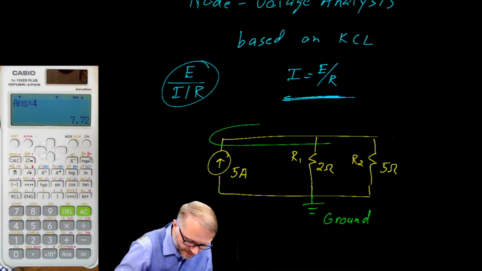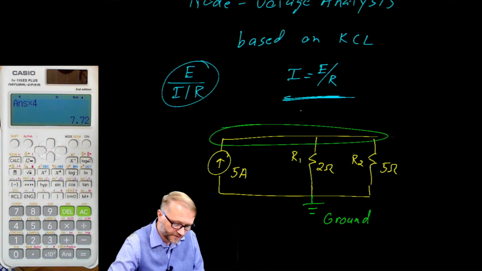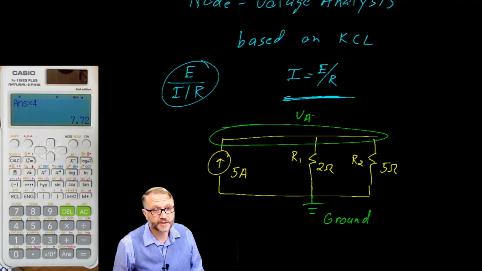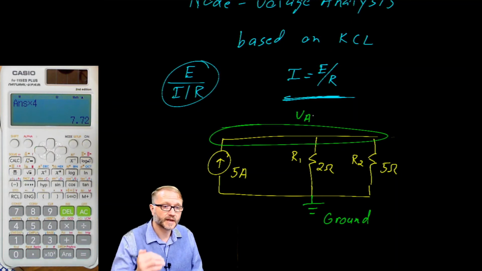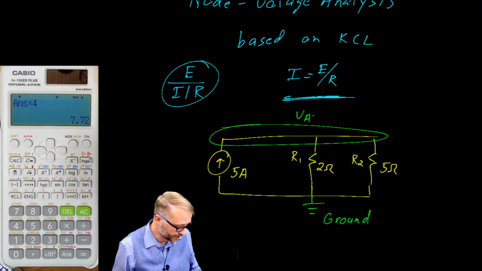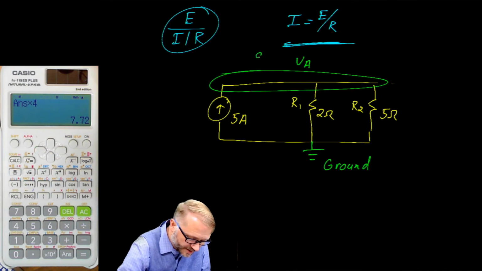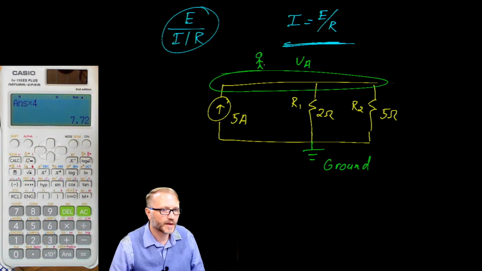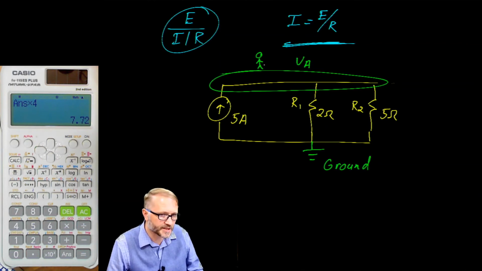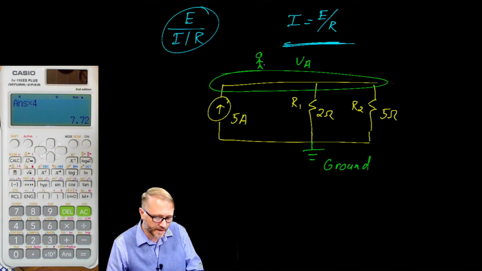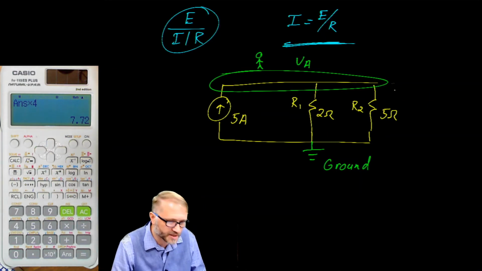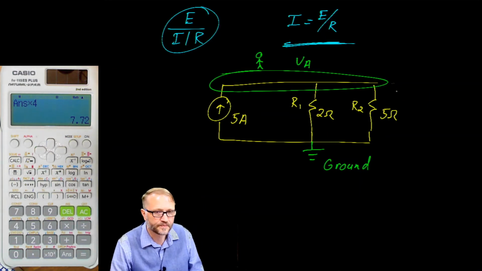Here's how nodal analysis works. First, you establish where your nodes are. Pretty simple in this particular circuit because there's only two nodes. There's the ground node and then there's the voltage A node. Once we've established the node, we are going to sit on that node and we are going to do a calculation assuming that every wire that goes into that node has a current that is leaving.